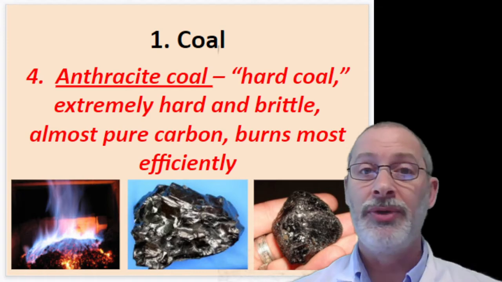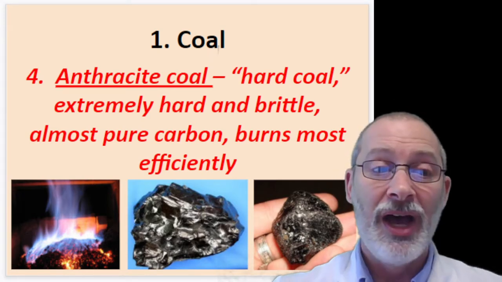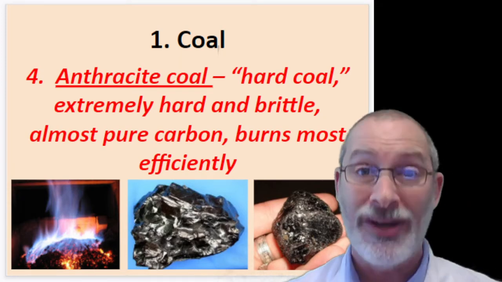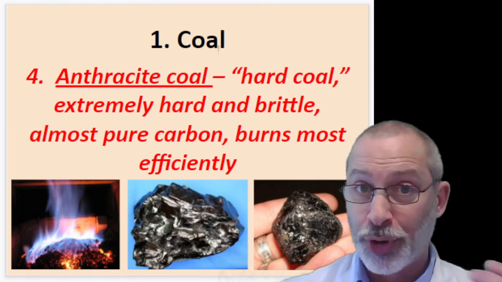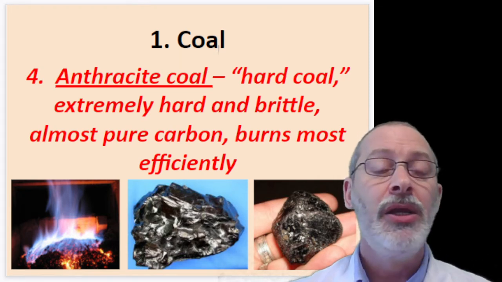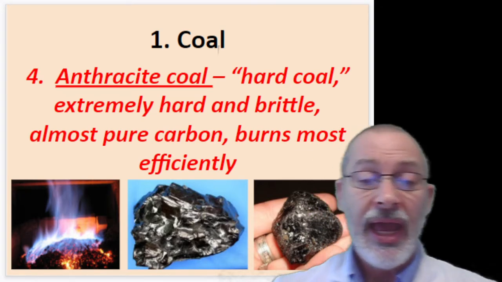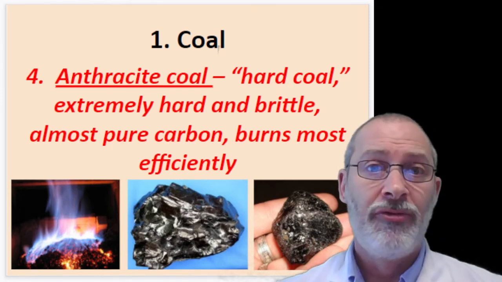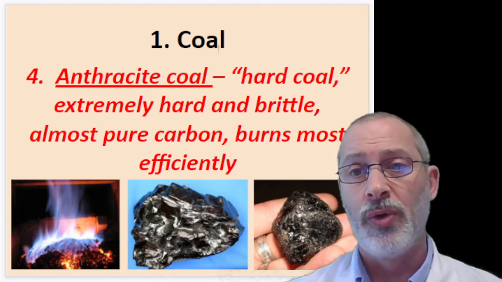Pound for pound, if you were to burn any of these four stages of coal, you're going to get the best bang for your buck out of anthracite coal because it will produce the most amount of heat with the least amount of coal. And it also produces the least amount of pollution from all of the impurities found in the other types of coal.